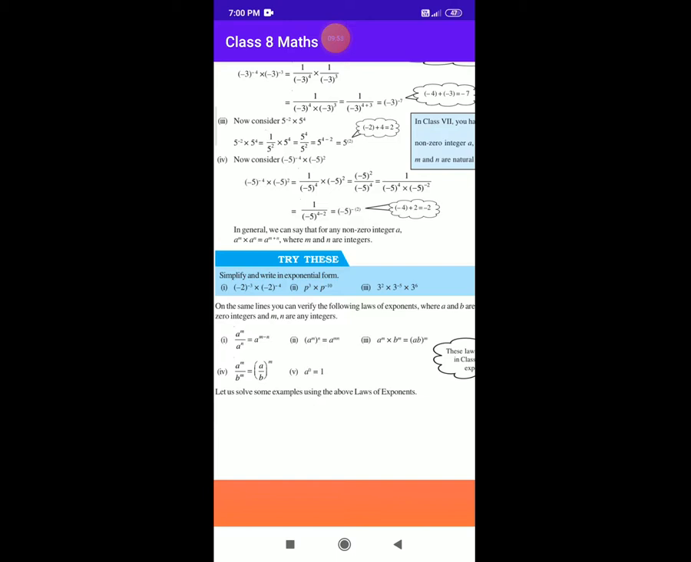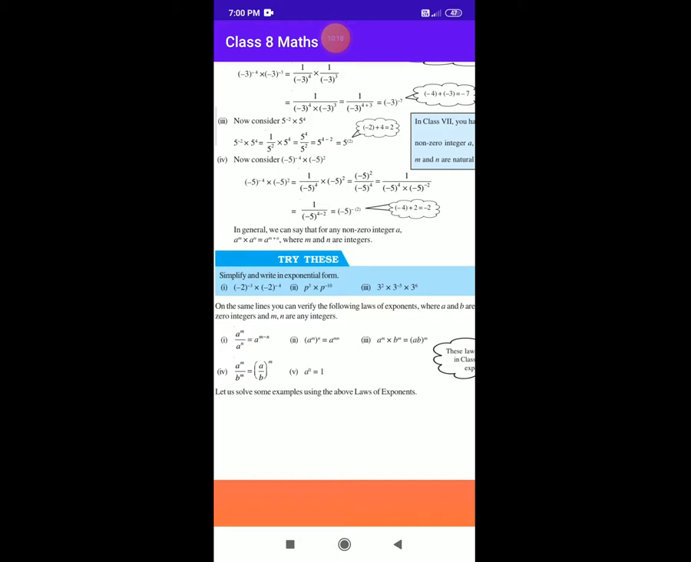and we can write here minus 5 raised to power minus 2, because minus 4 plus 2 we get minus 2 integer. So in general we can say that for any non-zero integer a, a raised to m multiplied by a raised to n is equal to a raised to m plus n, where m and n are integer.